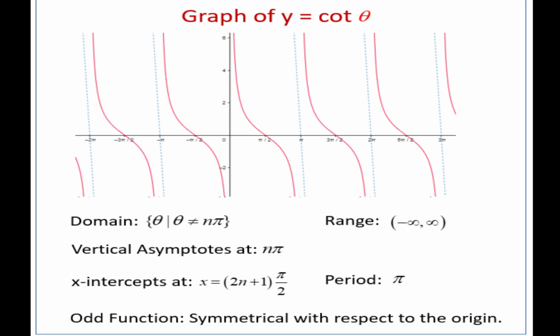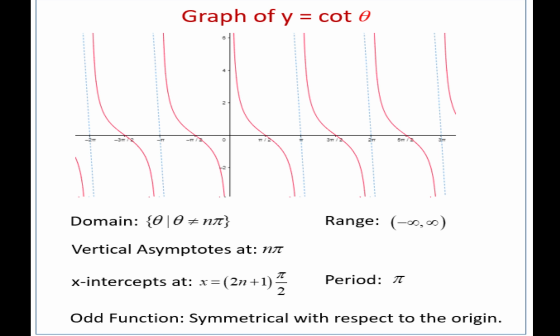Therefore the domain is the set of all real angles theta except the integral multiples of pi, and the range is nothing but the values of y. Here y has all real numbers from minus infinity to plus infinity. Therefore the range of the cotangent function is the open interval minus infinity to infinity, or the set of real numbers R.